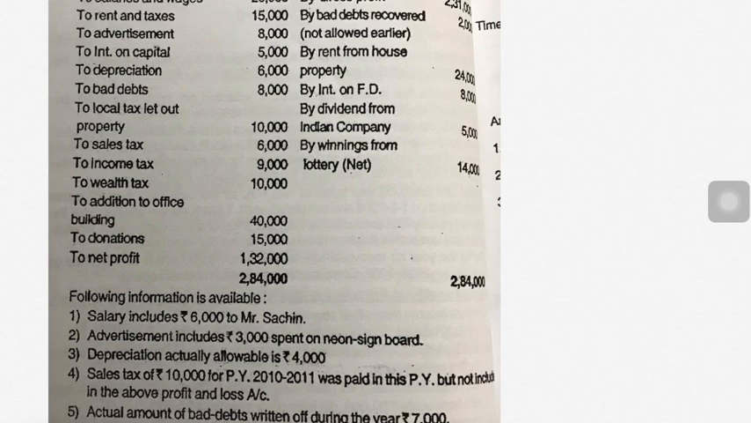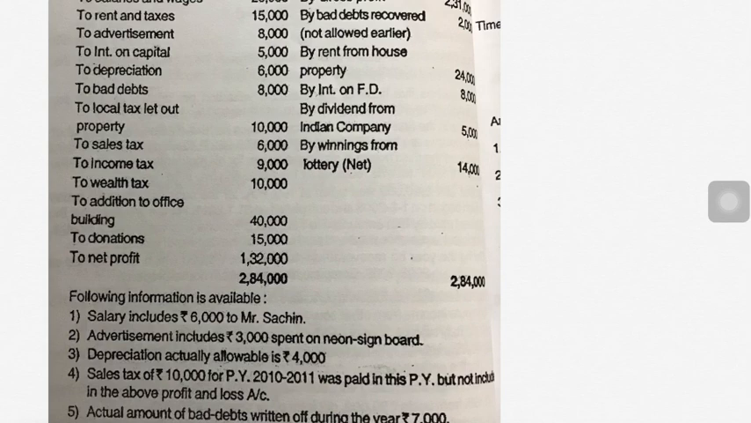So to remove it from your net profit, you have to add 2,000, right? Next, sales tax of rupees 10,000 for previous year 10-11 was paid in this previous year but not included in the above profit and loss account. Okay, the sales tax, or I'll say GST, was not paid in the previous year, so that year it was disallowed. This year it is paid, so this year it is allowed.